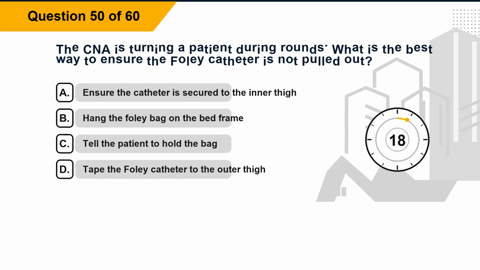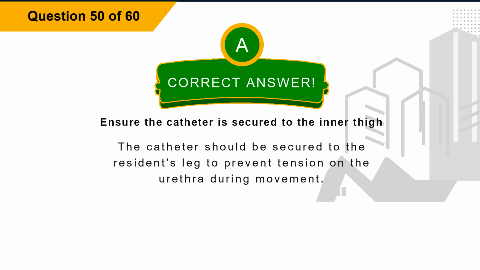Question 50. The CNA is turning a patient during rounds. What is the best way to ensure the Foley catheter is not pulled out? Option A, ensure the catheter is secured to the inner thigh. Option B, hang the Foley bag on the bed frame. Option C, tell the patient to hold the bag. Option D, tape the Foley catheter to the outer thigh. The correct answer is option A, ensure the catheter is secured to the inner thigh.